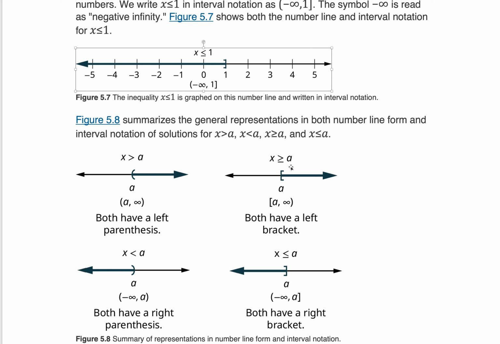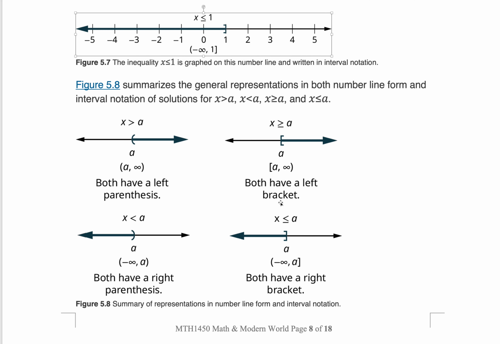Round parentheses, square brackets. Can you tell the difference when to use round parentheses and when to use square brackets? When you have something strictly greater than or strictly less than, use round parentheses. When the equality part is included, you use the square brackets.